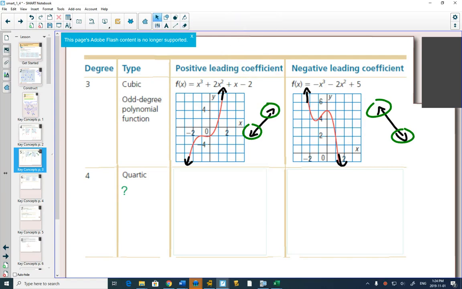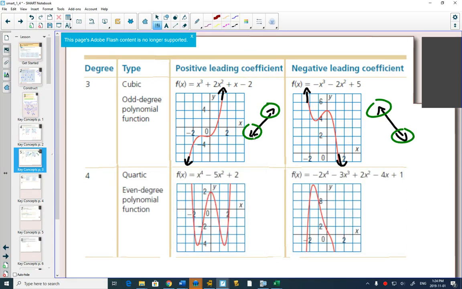Go to an x to the 4 graph. Okay? It should act like a parabola. So a parabola with a positive leading coefficient opens up. Sure enough, that's where this graph ends, opening up. We're not concerned yet with all the stuff happening in the middle. A negative leading coefficient, we're going to think about a parabola opening down. Sure enough.